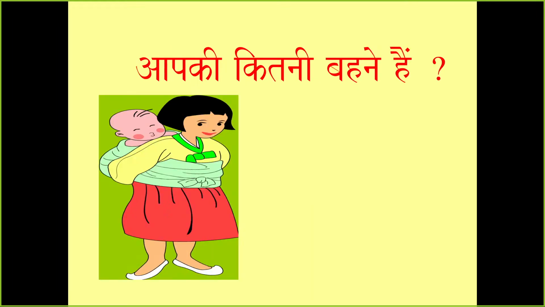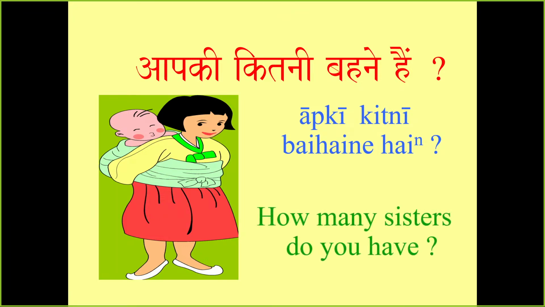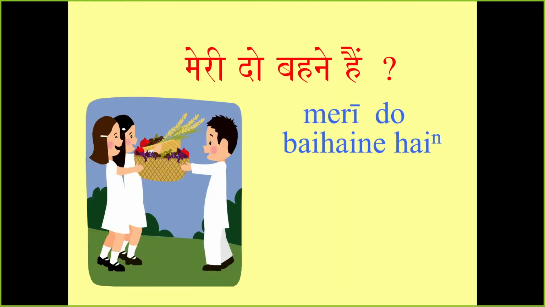Okay, let's read the next sentence. Dhruv, repeat after me. आपकी कितनी बहनें हैं? Okay, so how many sisters do you have? Dhruv, do you have any sisters? In case you had two sisters, what would you say? Say मेरी दो बहनें हैं. So I have two sisters.